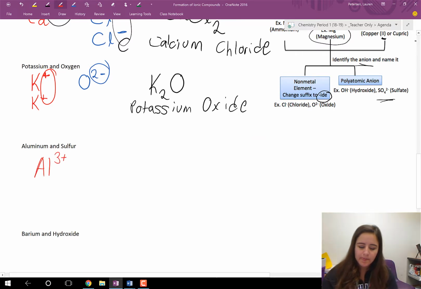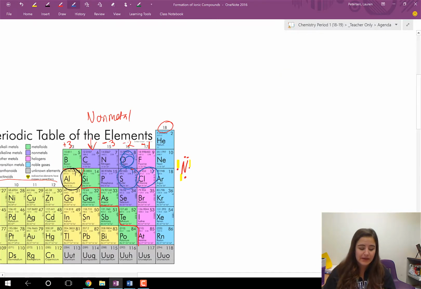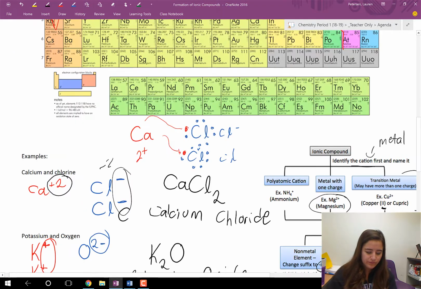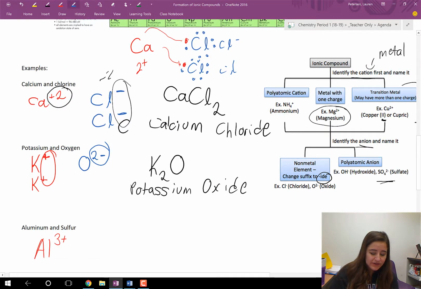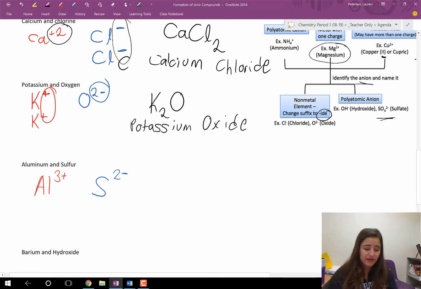Where sulfur is right here on the periodic table. It forms a -2. Now, these ones are the hardest ones to do because there's no way to just add one more of one of these and have the charges balance out, okay?